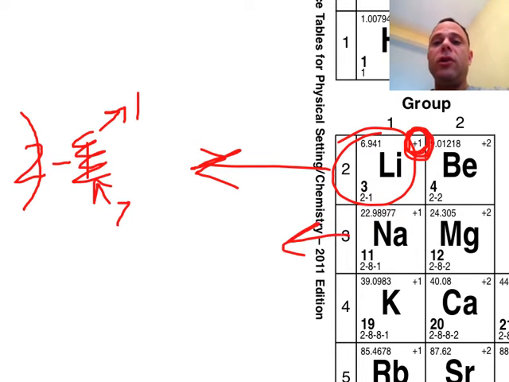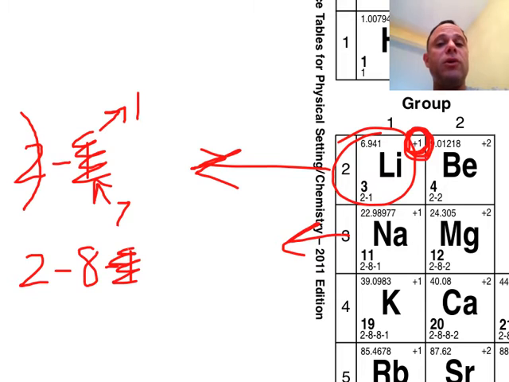Sodium. Sodium's electron configuration when it is neutral is 2, 8, 1. Is it easier to gain 7 or lose 1? Far easier to lose the 1. It now has an electron configuration of 2, 8. And it becomes a +1 ion called a cation.